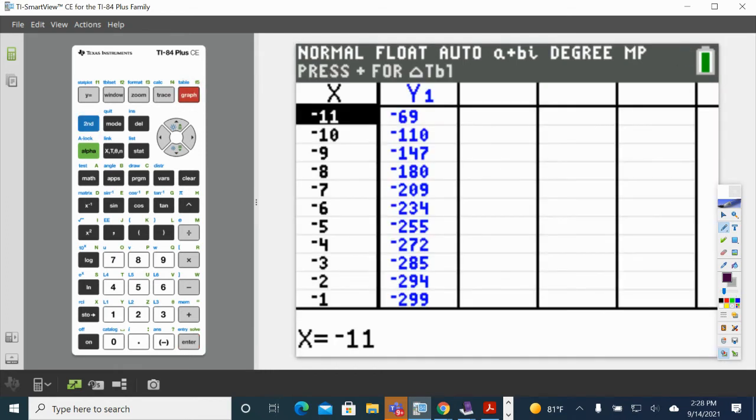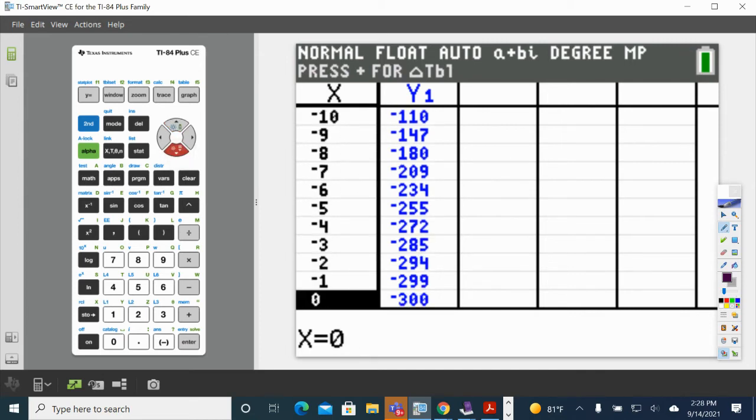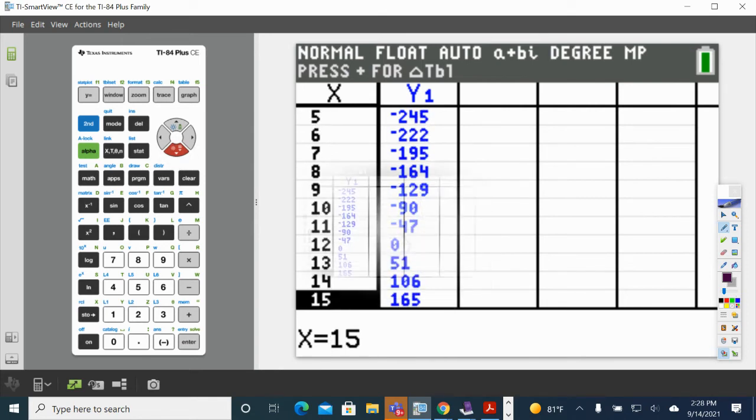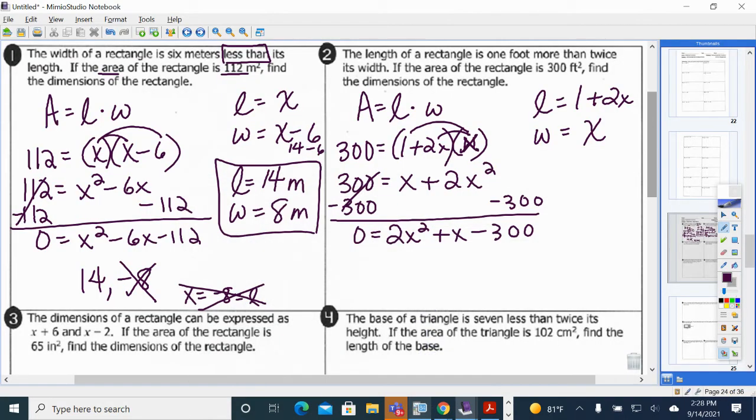Let's look at our table. I can't see that answer here. Interesting. But it's negative. It doesn't really matter what that one is. Looking for a 0. Found it. It's at the 12. So x equals 12.